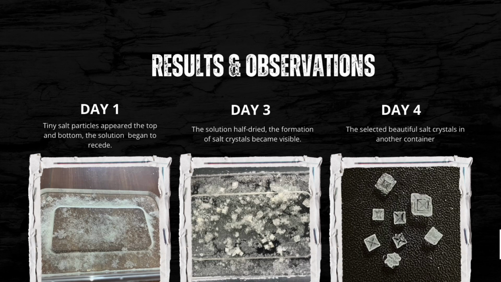So far, for the results and observations, it took a few days to form the salt crystals. The first picture shows the salt crystal forming through evaporation and cooling. After one day, tiny salt particles appear at the top and bottom, and the solution began to recede. After 3 days, the solution was about half dried, and the formation of salt crystals became visible. And the final picture shows the selected beautiful salt crystal, which is carefully separated into another container.